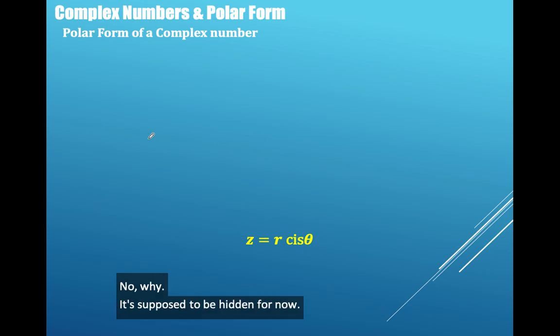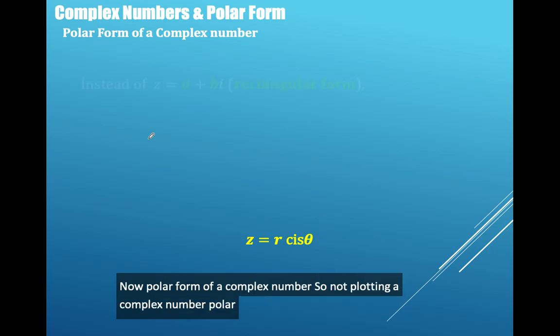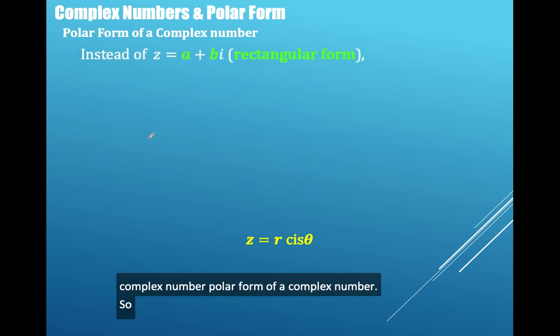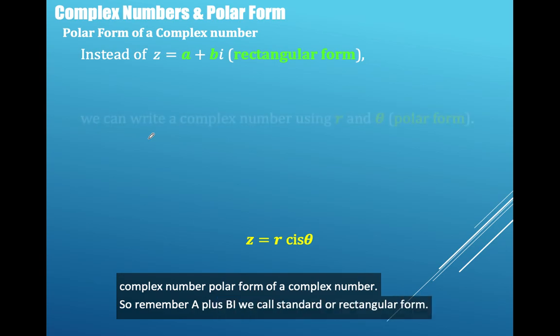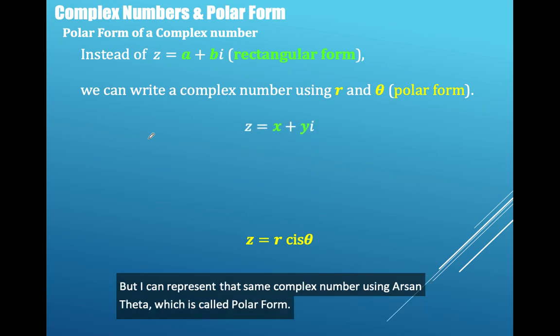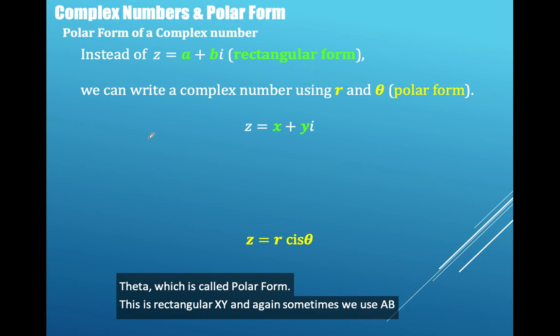Now, polar form of a complex number. So not plotting a complex number, polar form of a complex number. So remember, a plus bi we call standard or rectangular form. But I can represent that same complex number using r and theta, which is called polar form. This is rectangular, x and y. And again, sometimes we use a and b, doesn't matter. Rectangular form.